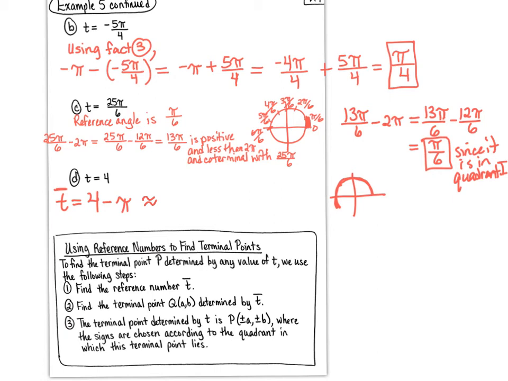Pi is about 3.14. Give me the answer out to the hundredths place. 4 minus 3.14 is? 1.86? Nope, not 1 point. 0.86. 0.86, good. You get 0.86. So that would be your reference number.